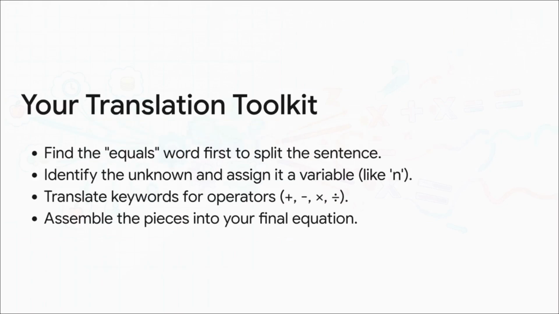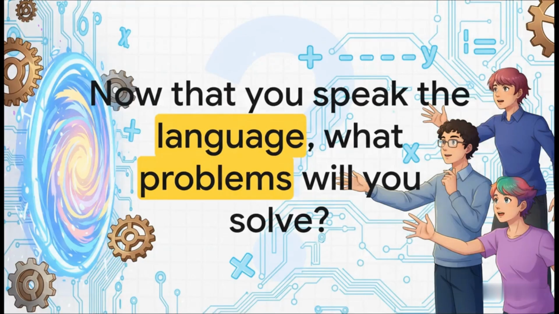So, to wrap this all up, here is your takeaway translation toolkit. First, always hunt for that equals word. It's the anchor that holds the whole sentence together. Then find your unknown and give it a name. Use your new dictionary to translate the keywords, and then just assemble all the pieces. That's it. That's the whole game. You know, we started this whole explainer by saying that word problems feel like a foreign language. But now, you have the dictionary, you have the grammar, you have the tools to translate them. And this isn't just about passing a math test. This is a new way of seeing the hidden logic and structure inside of a problem. So, I guess my final question for you is, now that you can speak the language, what kinds of problems are you going to go out and solve?